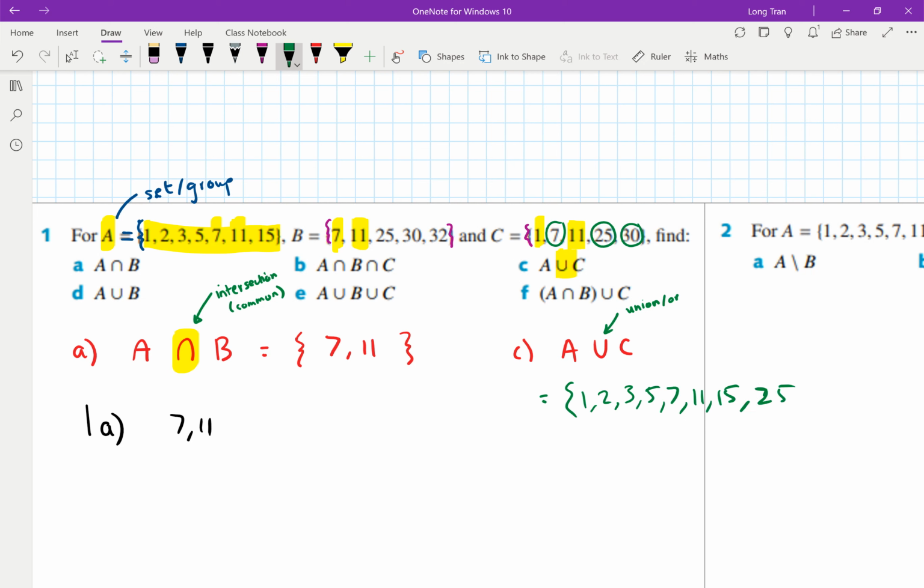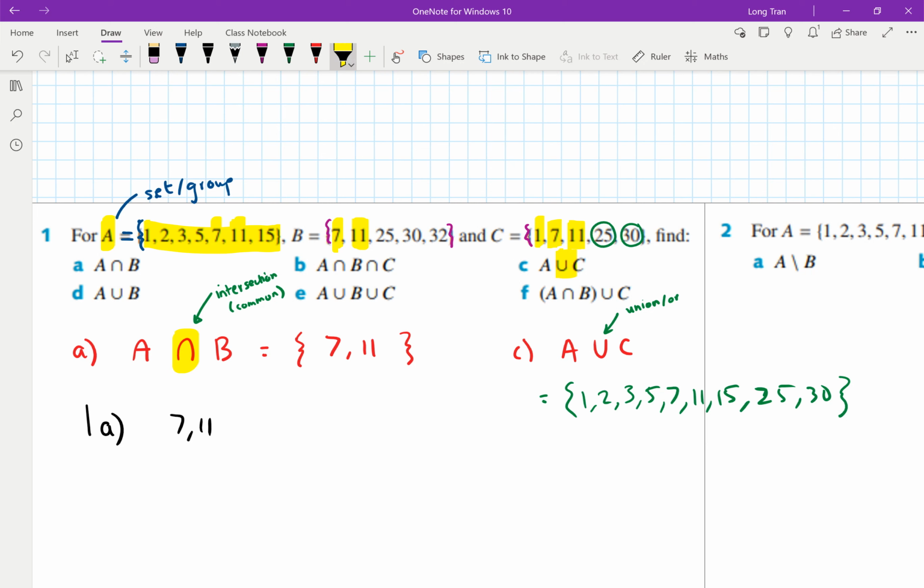25 and 30. I just realized they also have a 7 already. So I'm missing 25 and 30. So that together, with your squiggly brackets to close, that's how you describe what the element of union is. What makes this tricky is when you start to combine the languages.